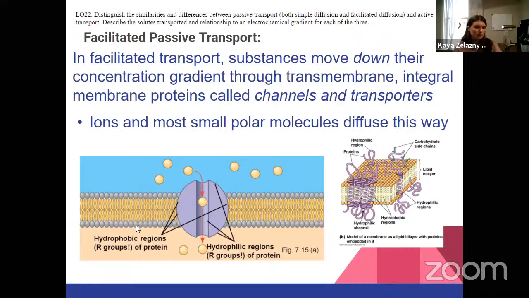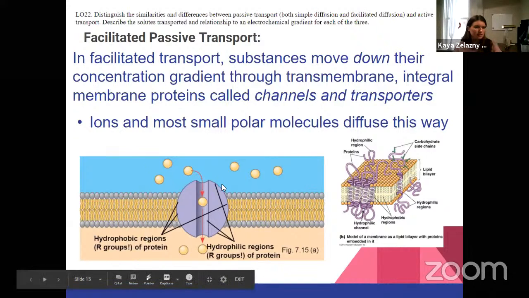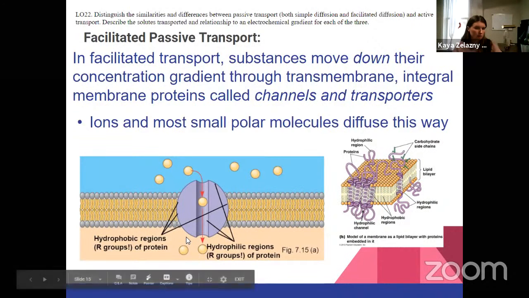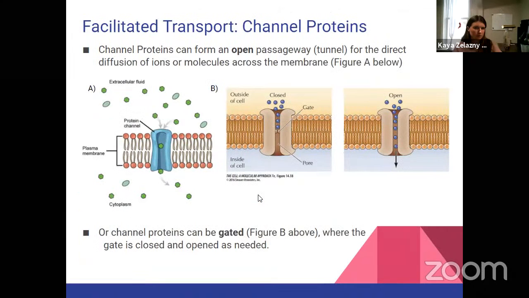So it's simple if it's directly across the lipid bilayer. It's facilitated if we need a protein for it. But otherwise, they're the same, high to low. So if we look at a channel protein, just to understand that a little more, a channel protein is really kind of just like a pore in the cell membrane. It's a protein that creates this tunnel, right?